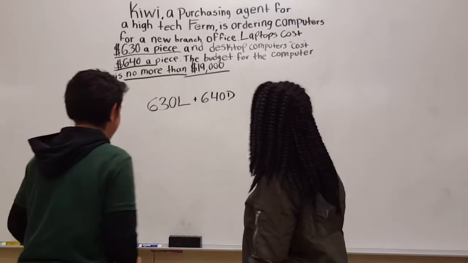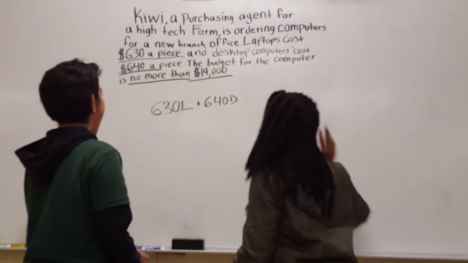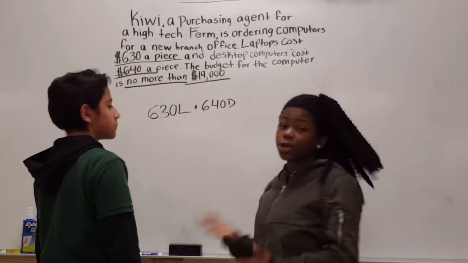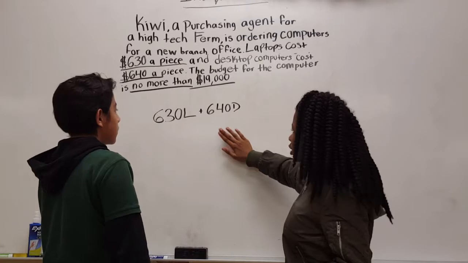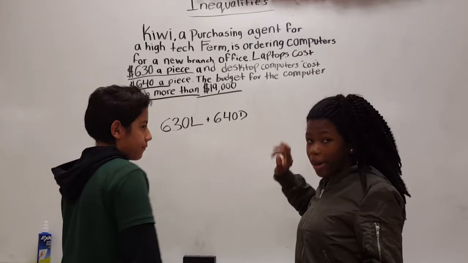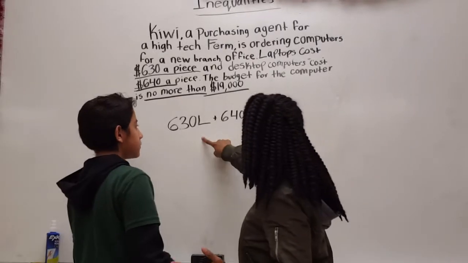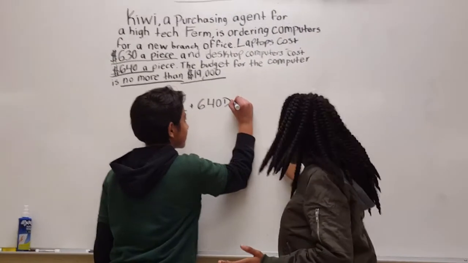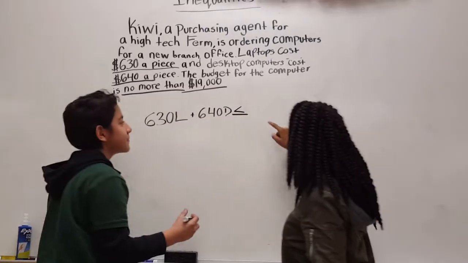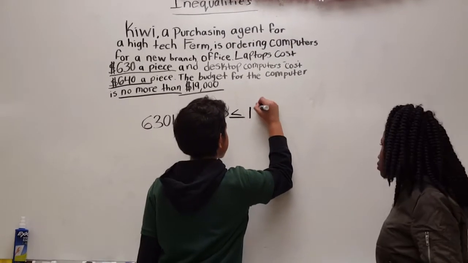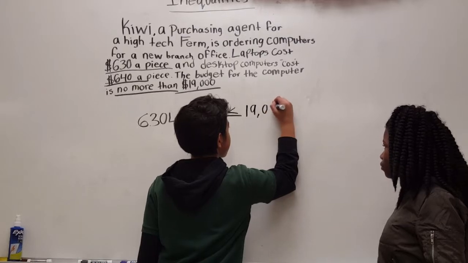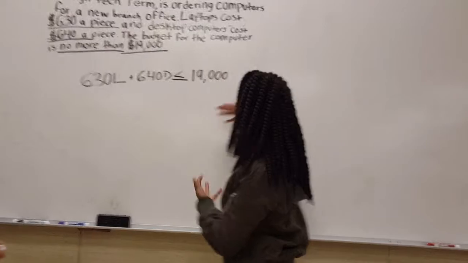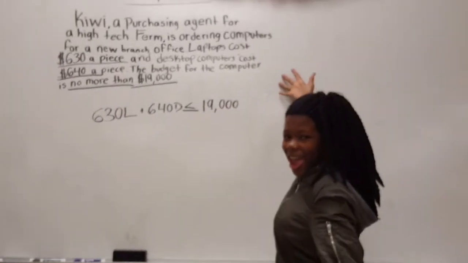The budget for the computer is no more than $19,000. So the symbol for this, since it says no more, is that this cannot be greater than $19,000, but it can be equal. So it will be 630L plus 640B is less than or equal to $19,000. And this is a very simple word problem inequality. There you go. Yay!